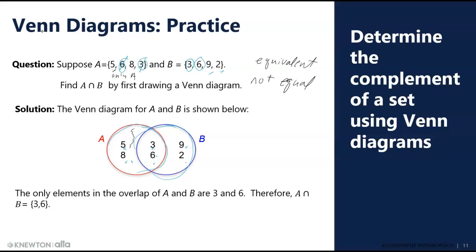If I'm given this Venn diagram, what if I were given this right here as my problem and was asked to find A intersect B? I would right away look to this overlap area and say, all right, there's my intersection. So the intersection is going to be 3, 6, or 6, 3.